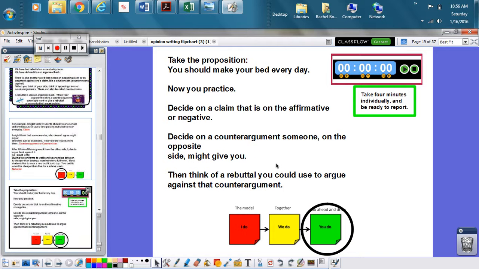So in class, we practiced with the proposition that you should make your bed every day. And students got to choose what side they were on. And what they did was think of reasons and evidence for their own side. And then they spent just a minute to think, but what would my opponent say? And then we discussed some of those.